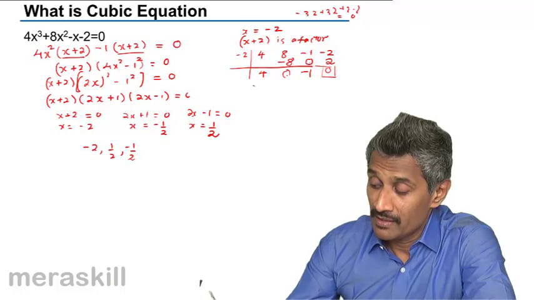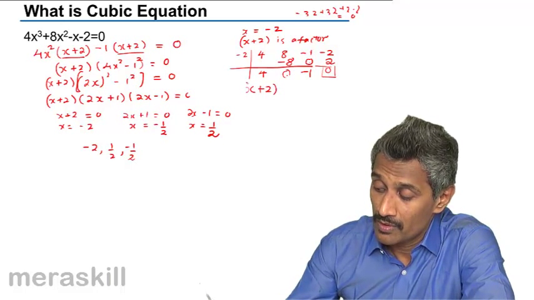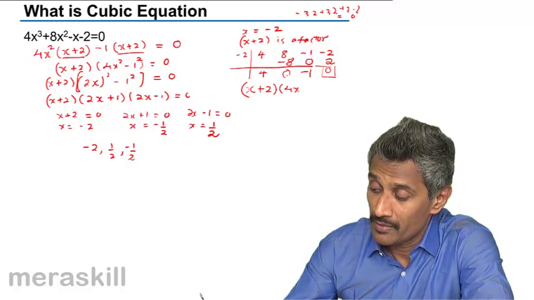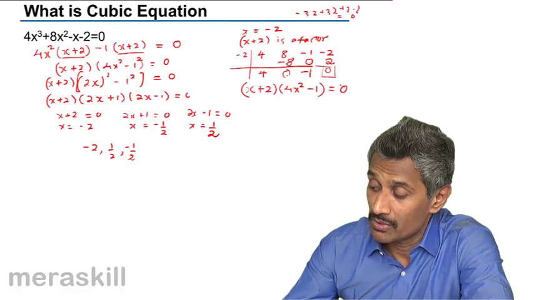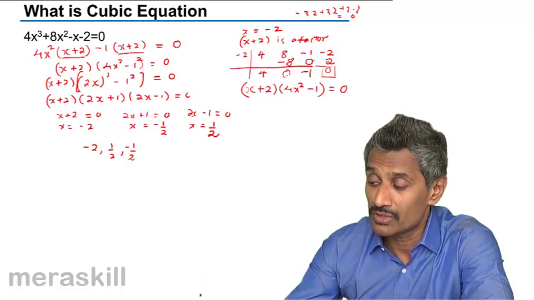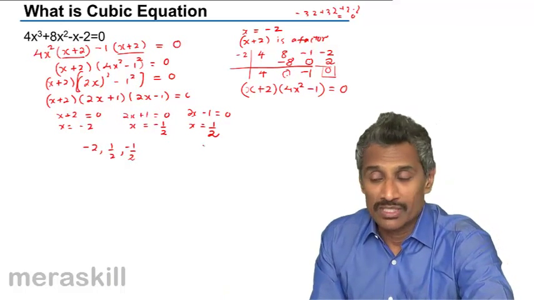So that means the first factor is x plus 2 into the next one, which is 4x square plus 0x minus 1. This is equal to 0. After this, we do it the same way, factorize the same way. So you can use this kind of synthetic division or find out some common factor and do these kind of sums.